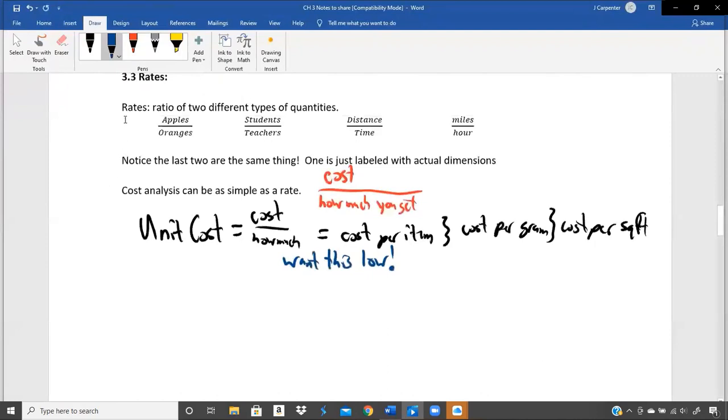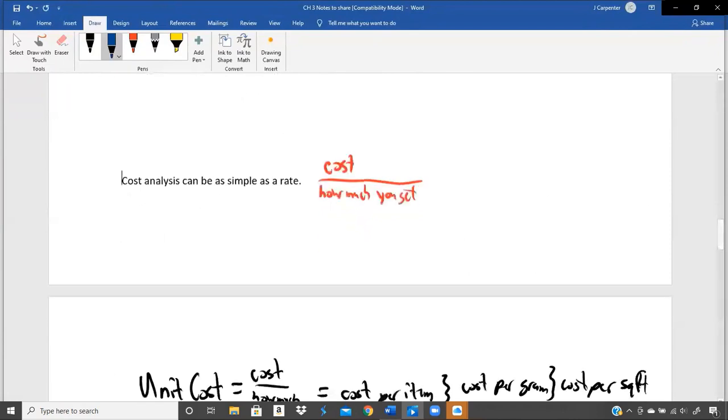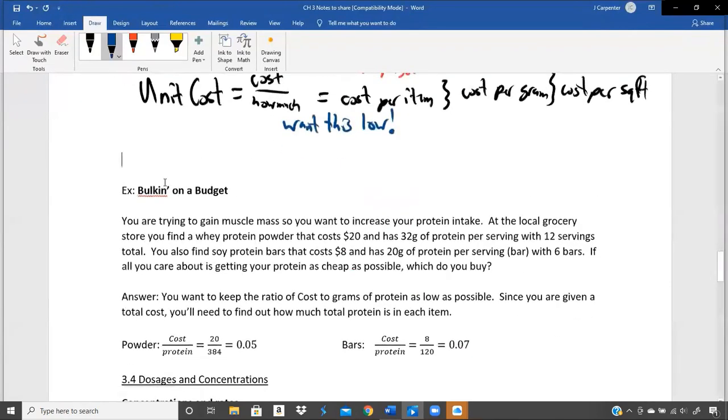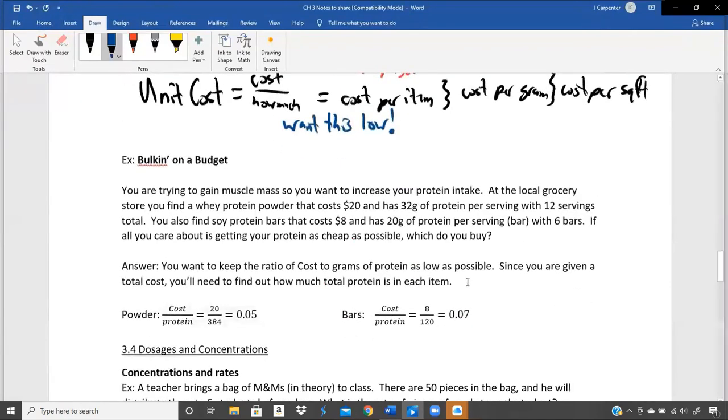Okay. In fact, let me just do this. Let me bump. Will that move? Yes. Good, good, good.